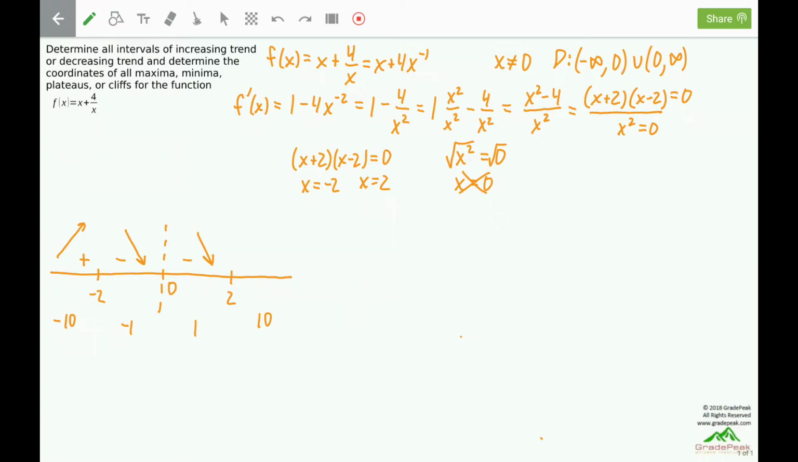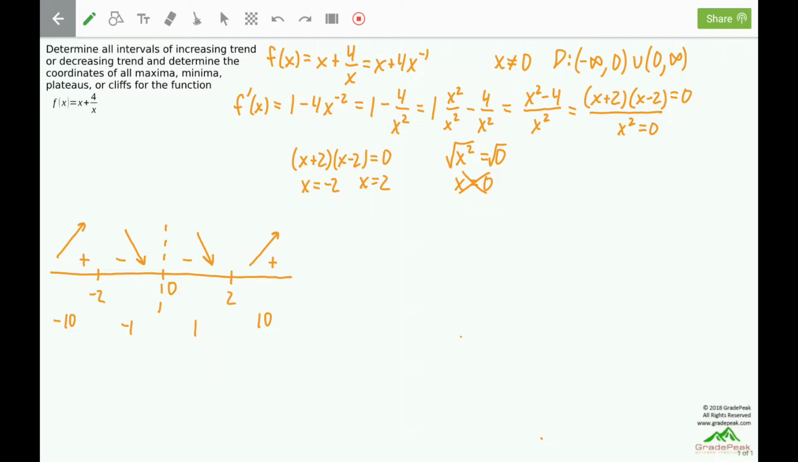And we can plug a positive 10 in. 10 plus 2 is positive. 10 minus 2 is also positive. Positive times positive is positive. Again, the denominator, being that it's squared, is always positive. So we have a positive first derivative and an increasing trend.